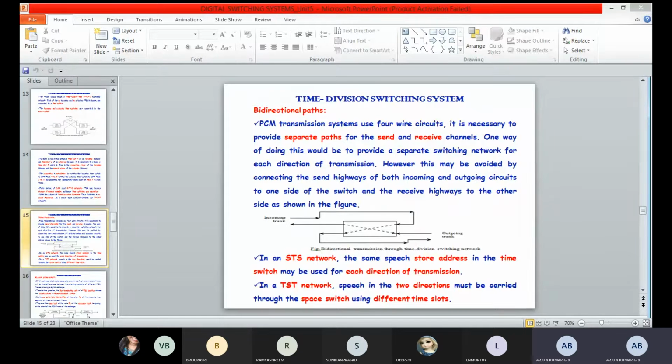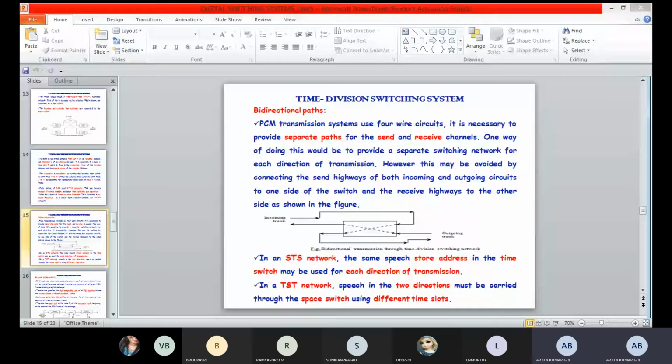Suppose we consider a 32 channel system. With 32 time slots, if one time slot is used for transmitting in one direction, then which time slot is used for the reverse direction? Nearly 12 plus 16, that is 28, is used for the reverse direction. Transmitting is one direction, receiving is the other direction. Correct?